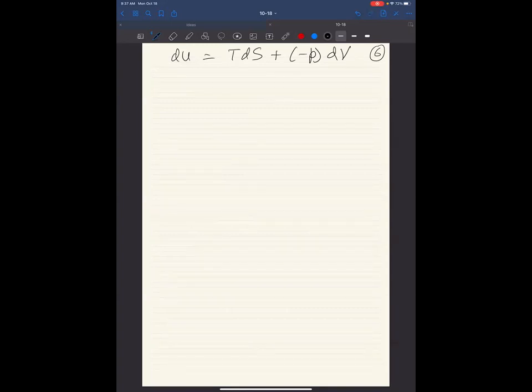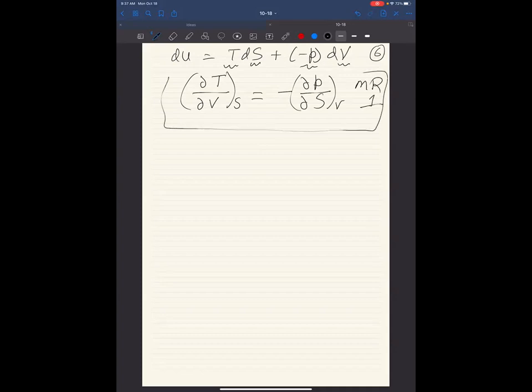Great. Can we apply Euler's relation to this one? We know U is a nice function. It is a state function, so we should be able to do that. So if we take temperature, partial temperature, differentiate it with respect to volume at constant entropy, that should be the same as minus partial of pressure differentiated with respect to entropy at constant volume. And this is our Maxwell relation number 1. It looks super strange. Yes, very strange.